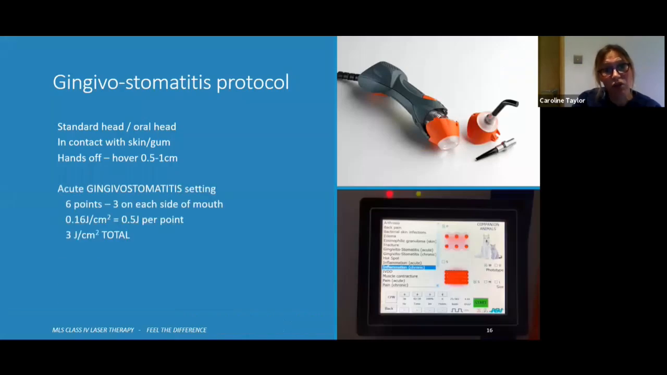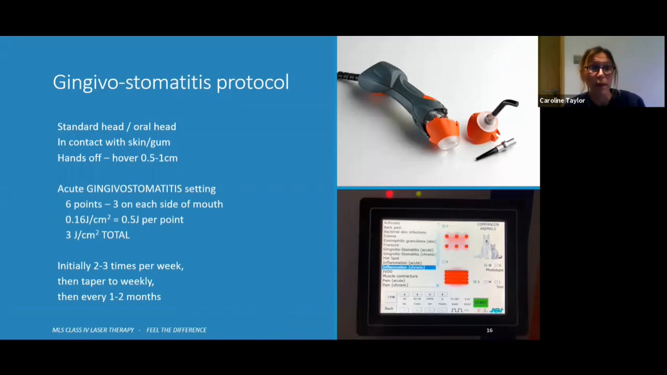So if I show you on here, these are the settings that you will use within the mouth. It'll be 6 points, 3 on each side, and this is the acute gingivitis setting. And you could do that directly over the gum. And you do that 2 to 3 times a week. So it wouldn't be the chronic inflammation setting, it would be the gingivostomatitis acute setting here. And that's what you look at.